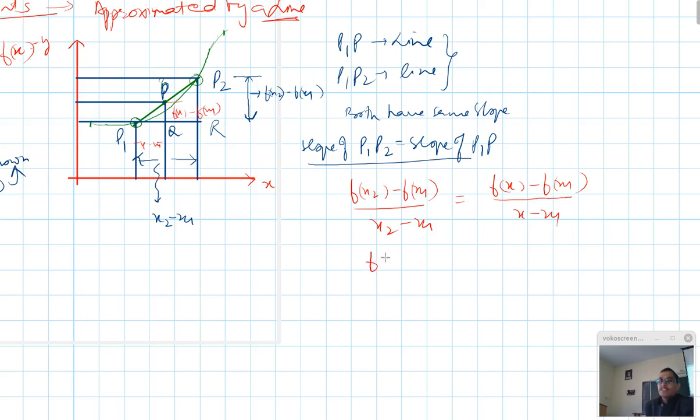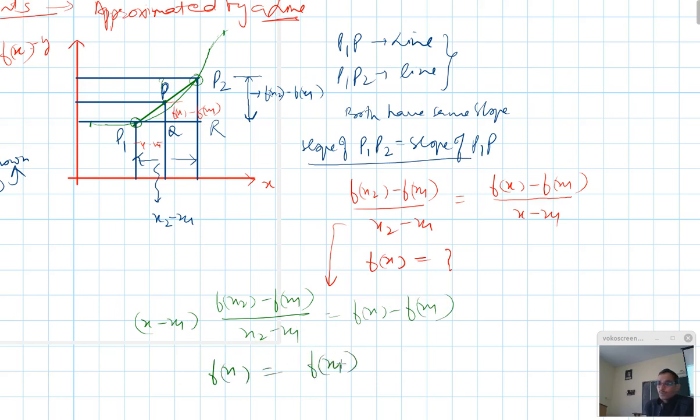Now my objective is to find out the value of f of x, and let us see how this can be evaluated using this equation. So bringing this to that side, x minus x1 times (f of x2 minus f of x1) over (x2 minus x1) is equal to f of x minus f of x1. Bringing this to that side, f of x can be written as f of x1 plus (x minus x1) times (f of x2 minus f of x1) divided by (x2 minus x1).